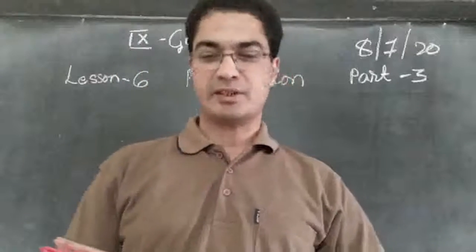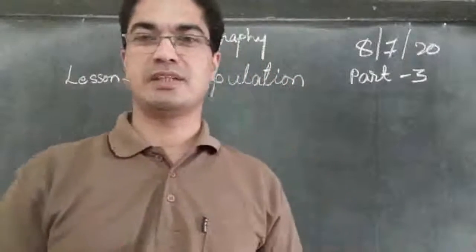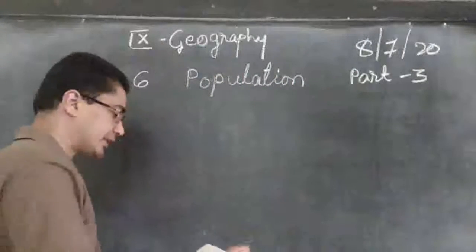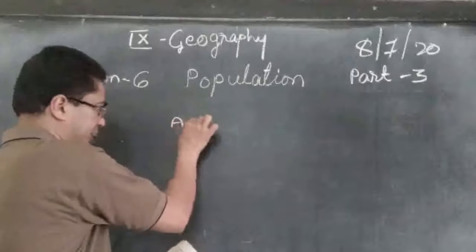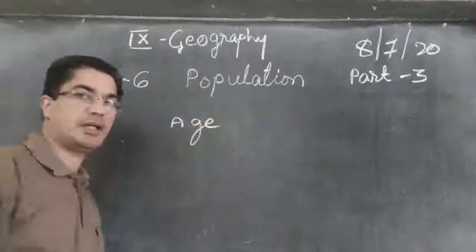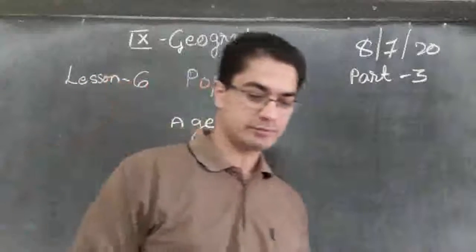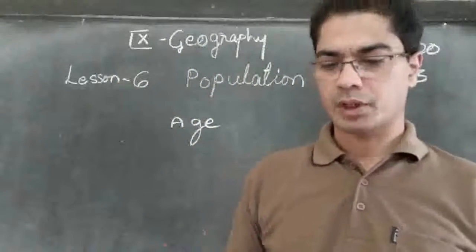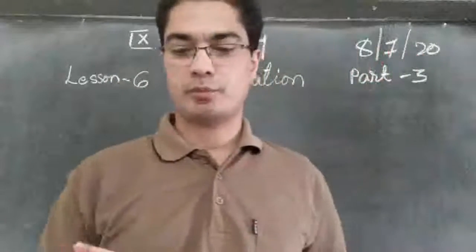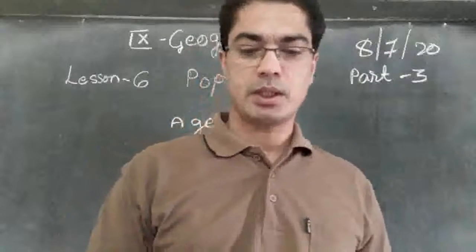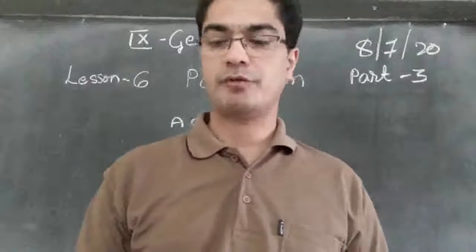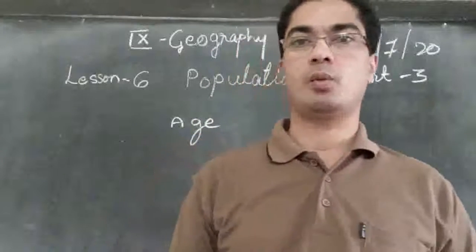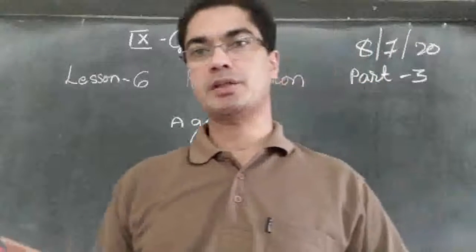So let us continue with our next topic, which is coming under population, that is age composition. You can take page number 57. The age composition of a population refers to the number of people in different age groups in a country. So we can underline what is understood by age composition.